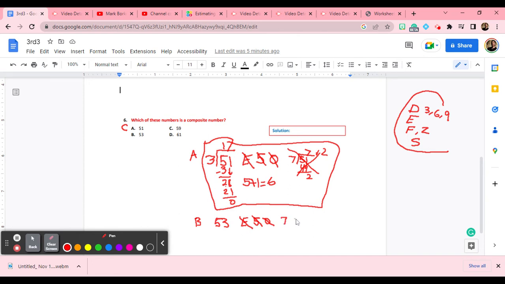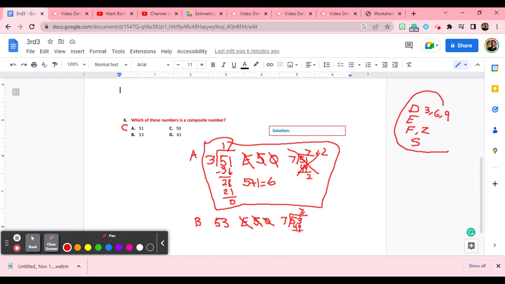7 into 53. I know we did it with 51, but with 53, we can't even get to 8 yet. 8 times 7 would be 56. So 7 times 7 is 49.